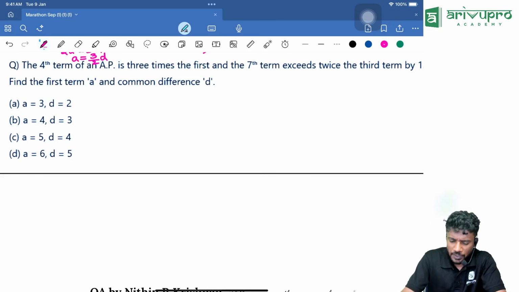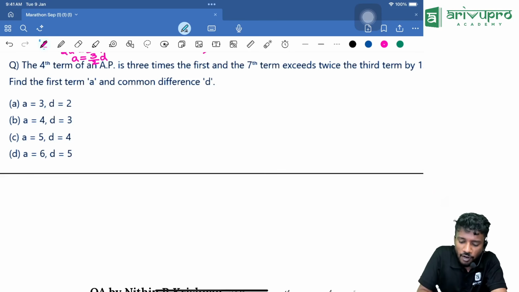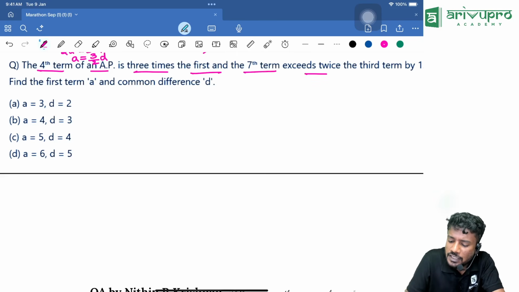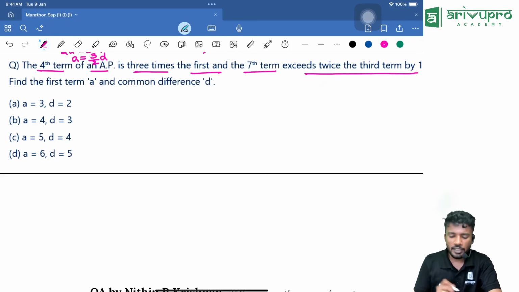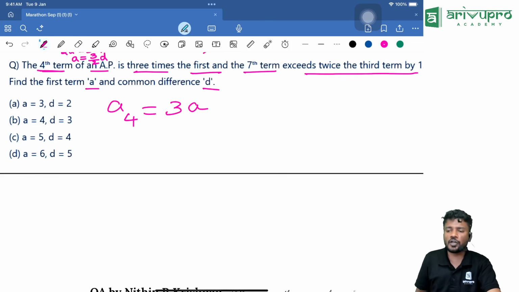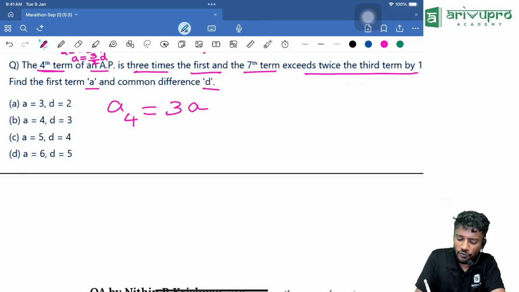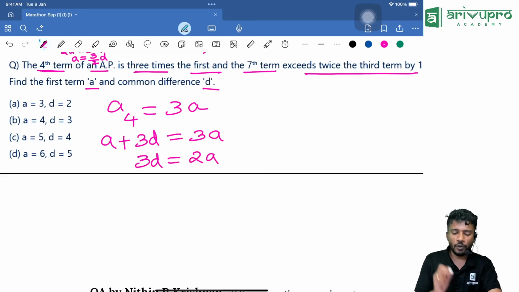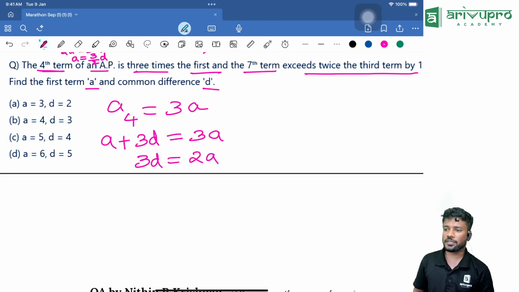Fourth term of an AP. Read the question and write whatever is given. Fourth term of an AP is 3 times the first and the seventh term exceeds twice the third term by 1. Then the first term A and the common difference D is how much is the question. So what is given? The fourth term, A4 of an AP, is 3 times the first term. That means A4 is equal to 3A. That means A plus 3D is equal to 3A. That means 3D is equal to 2A. Now option hit. Whichever option is making both of them the same, that's your answer.